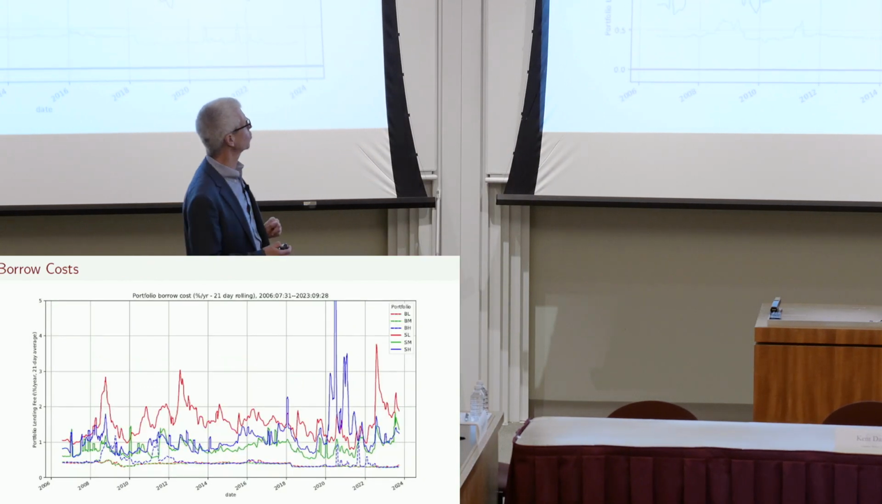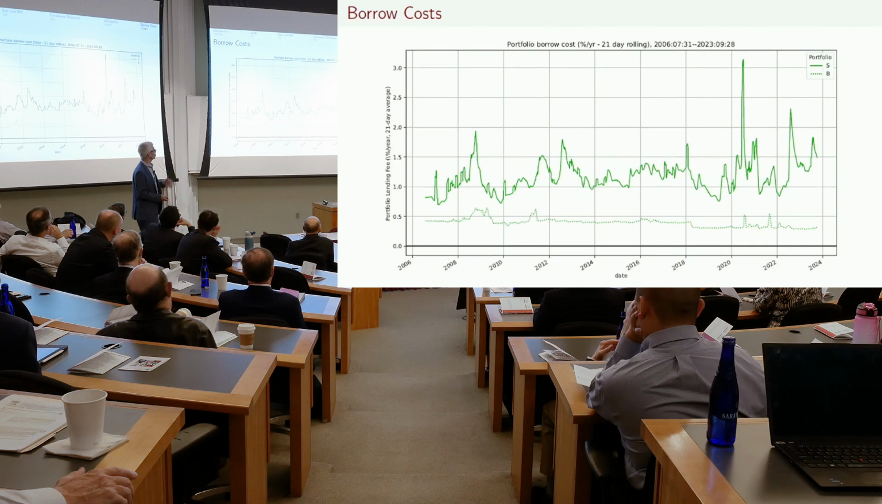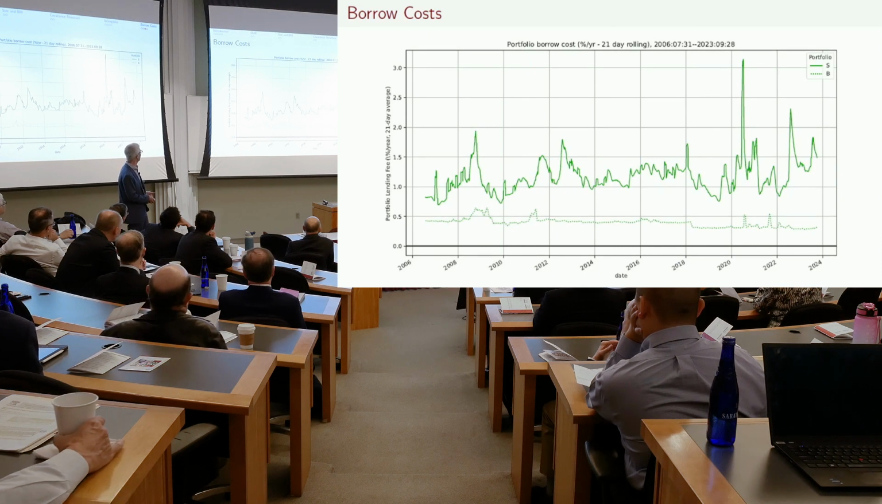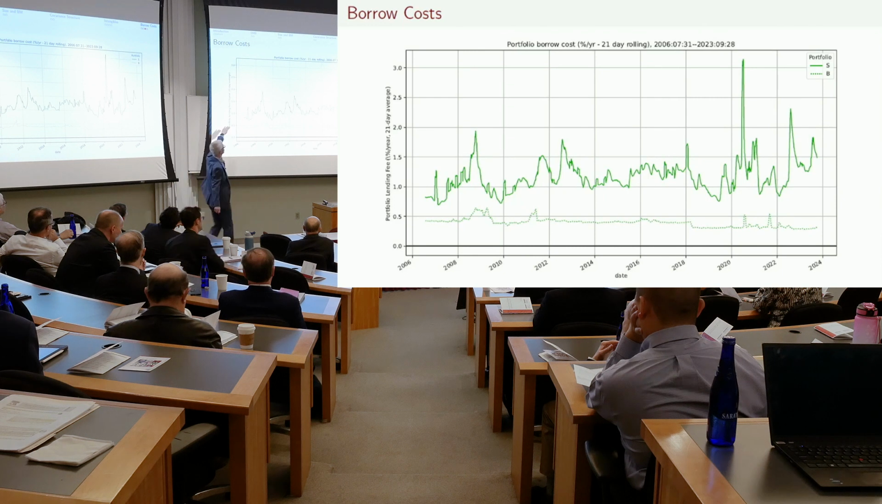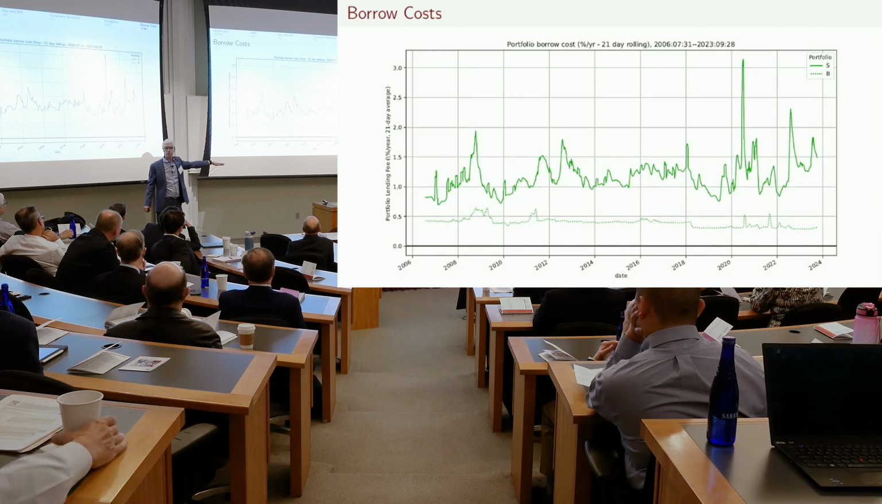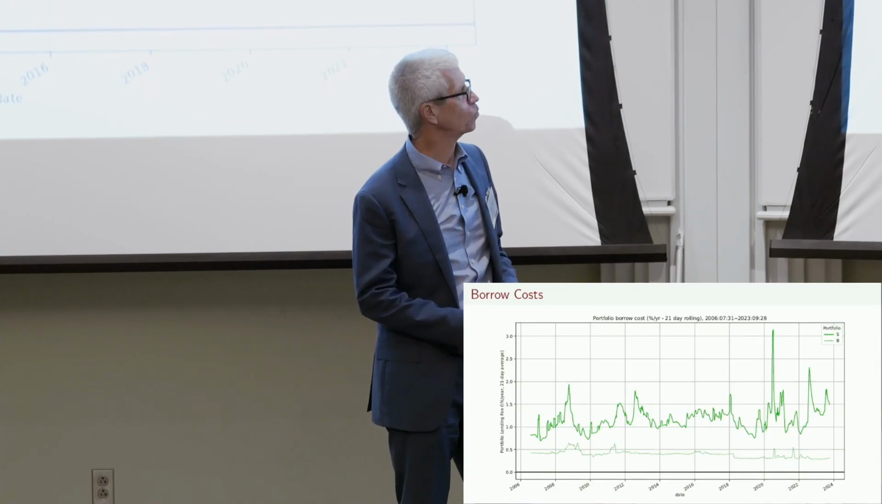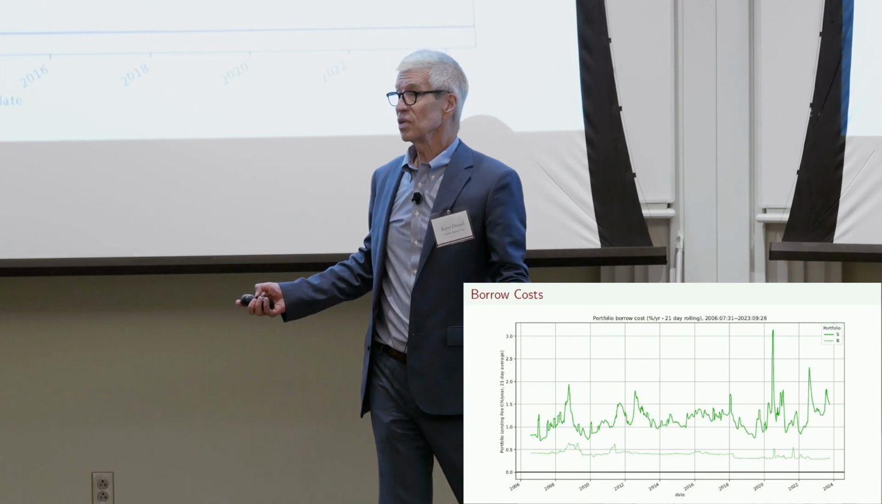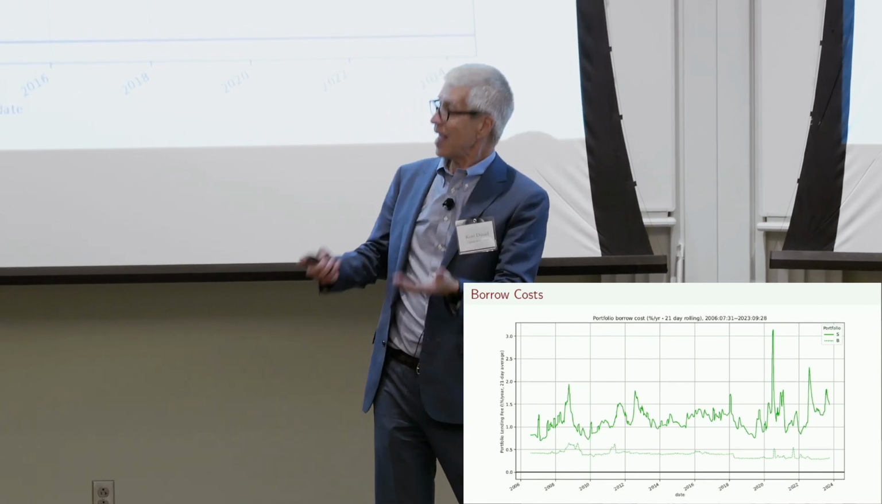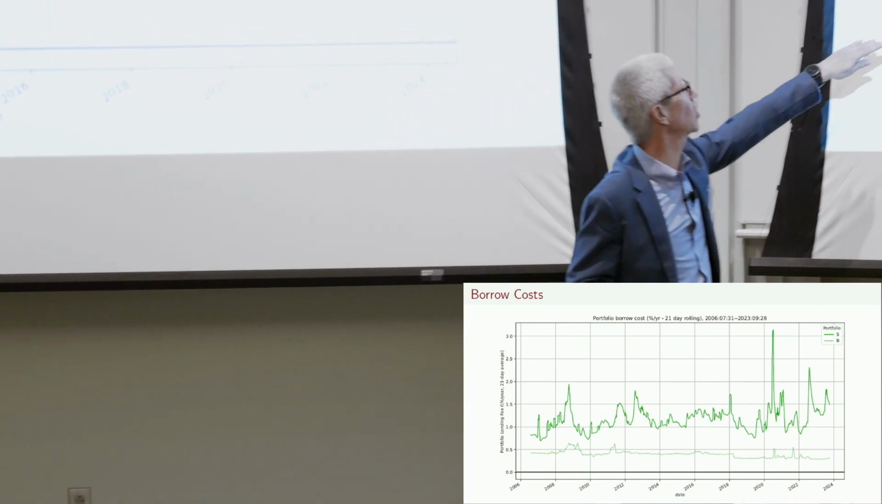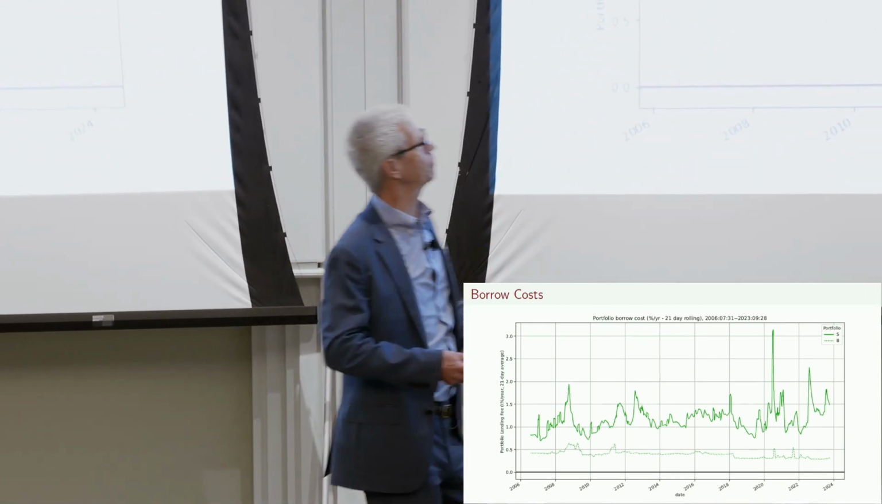Let me actually skip over this. This shows, for the small and big portfolios that Gene and Ken developed, the borrow costs associated with those portfolios. And you can see again that the average borrow cost for the small portfolio is a bit over 1%, and has increased a little bit recently. In fact, if you're going long these and you're an institution, you can capture that borrow cost. You can see it's far, far lower for the large cap portfolio.